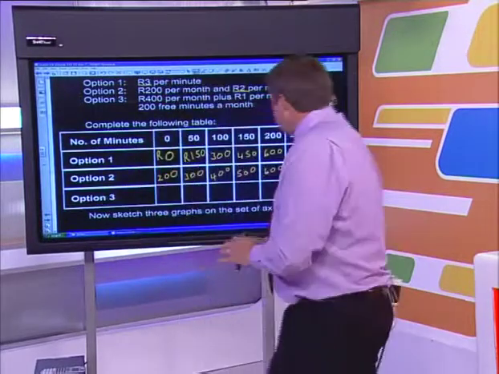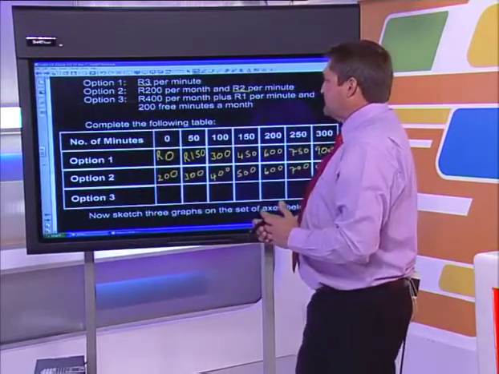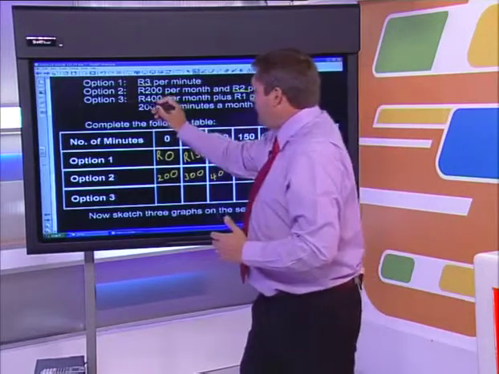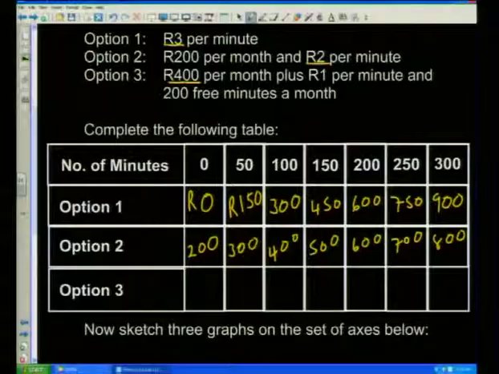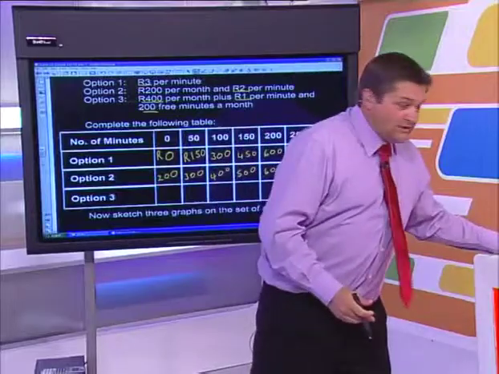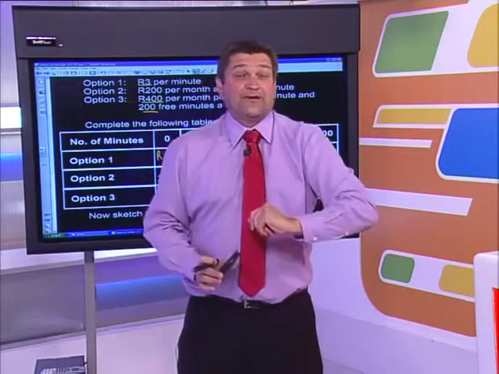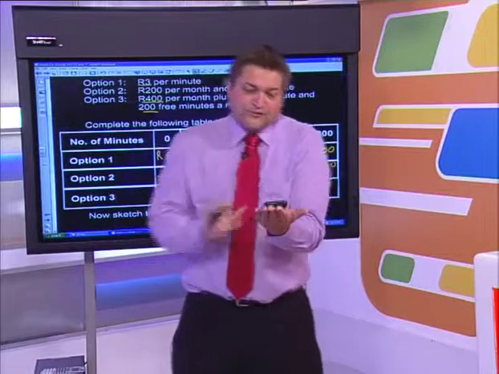All right, so final contract, option number 3. We're paying 400 rand a month, but we're only paying 1 rand for every minute that I talk, and I'm getting 200 free minutes. So again, I rush off, grab the cell phone. I'm so excited about this contract because I'm only going to pay 1 rand for every minute that I talk. I take my cell phone, I put it on my hand.